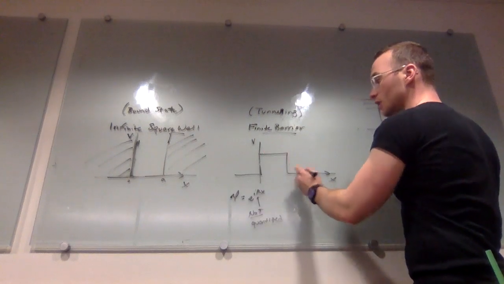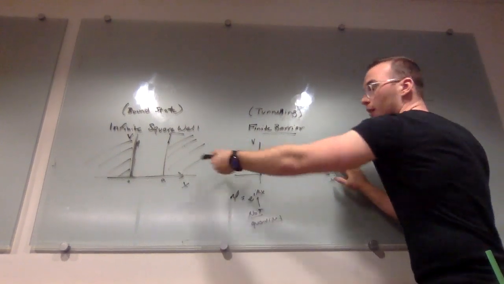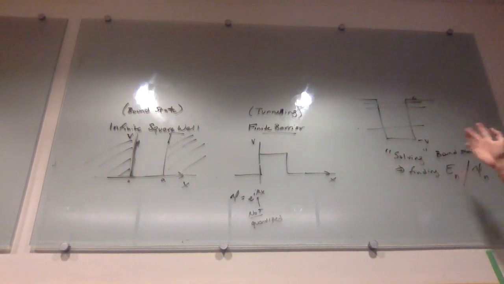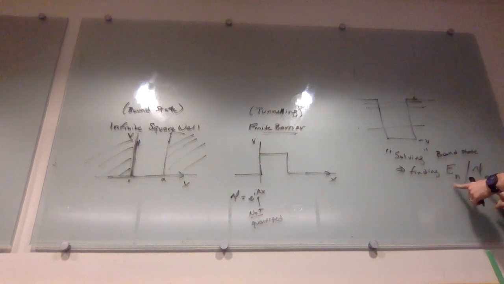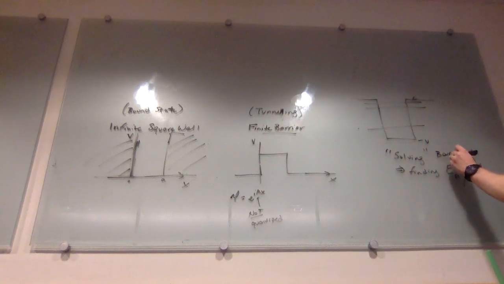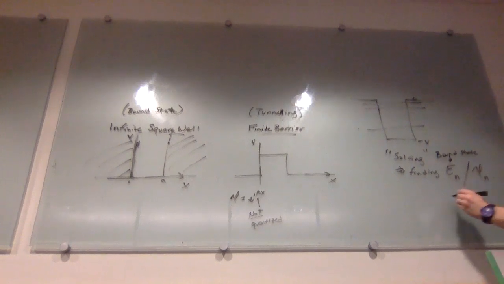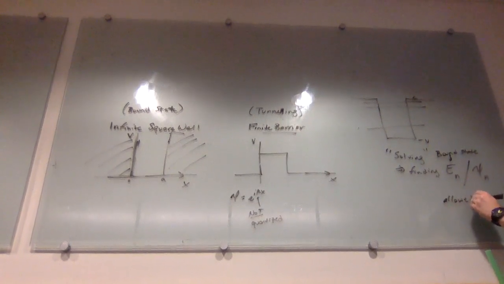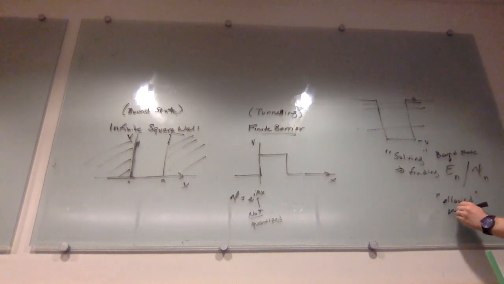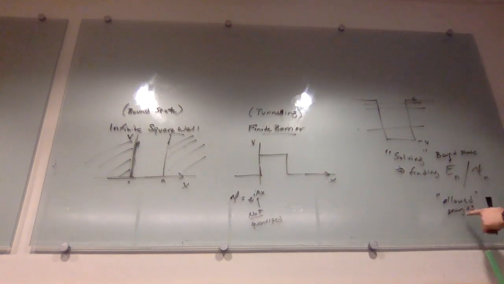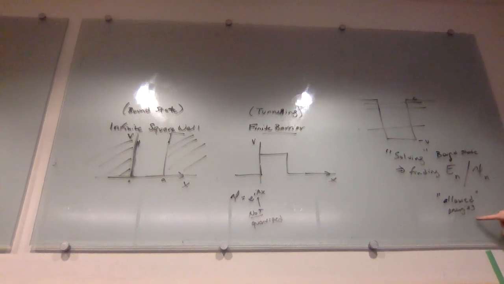The fact that it's not 0 everywhere on the right side, if it's coming in here, means that there is tunneling. So somehow we're finding these two things. If it's a bound state, we can always find the energies, the allowed energies. And this is kind of the big thing. This is the big new thing.